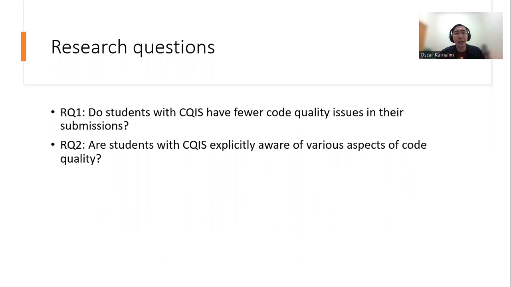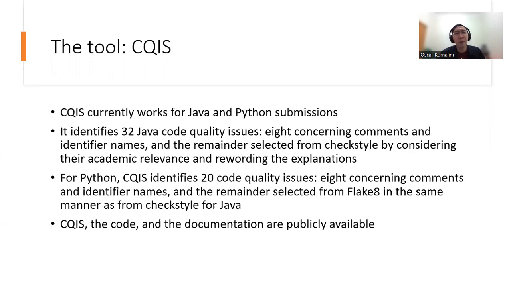In this research, we have two research questions. The first one is, do students with CQIS have fewer code quality issues in their submissions? And the second one is, are students with CQIS explicitly aware of various aspects of code quality? So now we will discuss the tool first, CQIS.